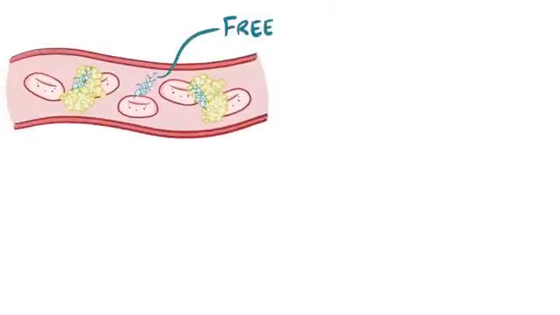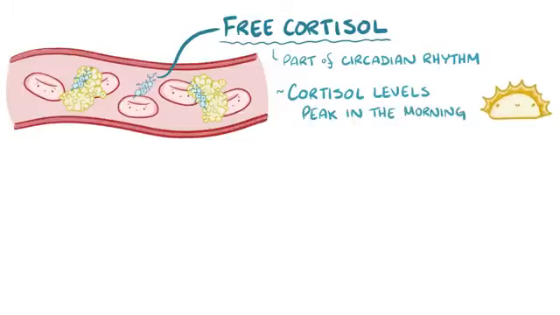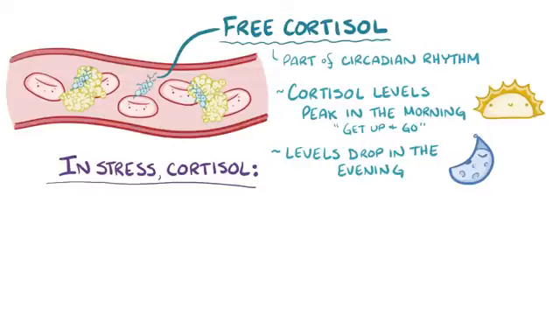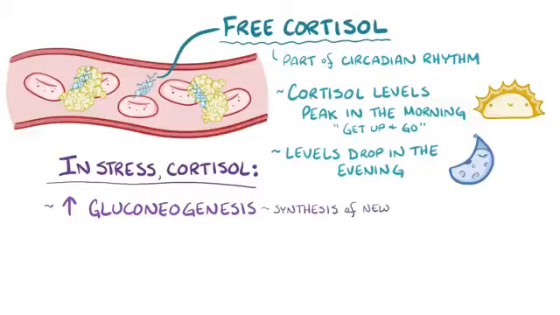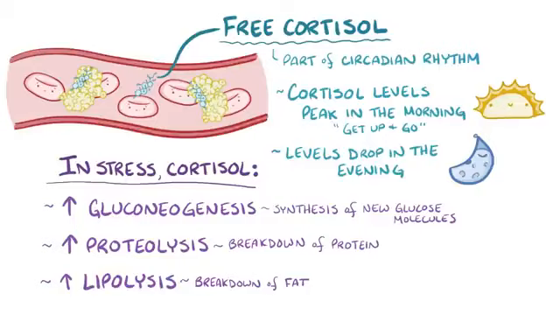Free cortisol in the blood is involved in a bunch of stuff, and it's part of the circadian rhythm. Cortisol levels peak in the morning when the body knows we need to get up and go, and then drop at night when we're getting ready for bed. In times of stress, the body needs to have plenty of energy substrates around. So cortisol increases gluconeogenesis, which is the synthesis of new glucose molecules, as well as proteolysis, which is the breakdown of protein, and lipolysis, which is the breakdown of fat.